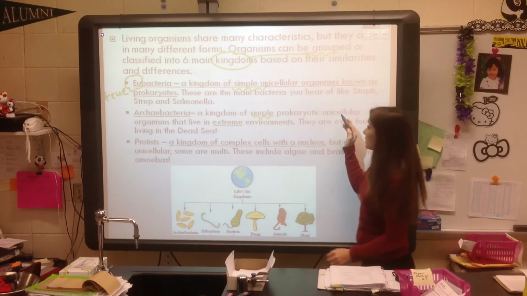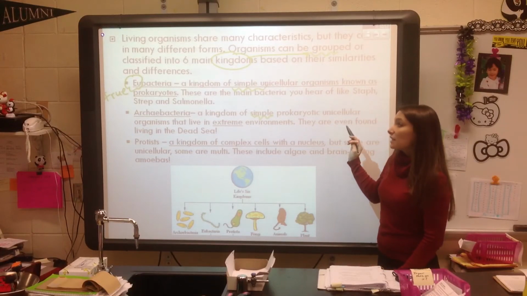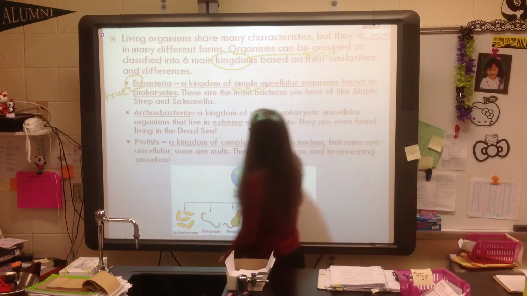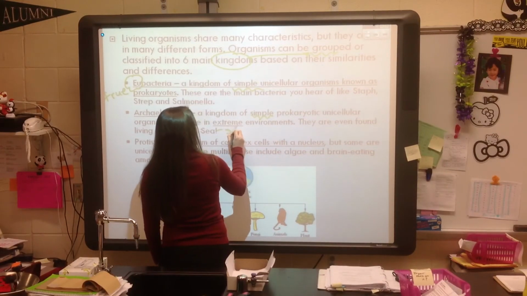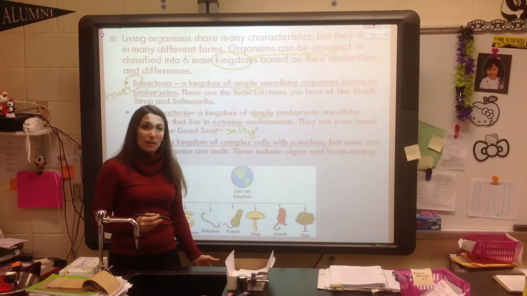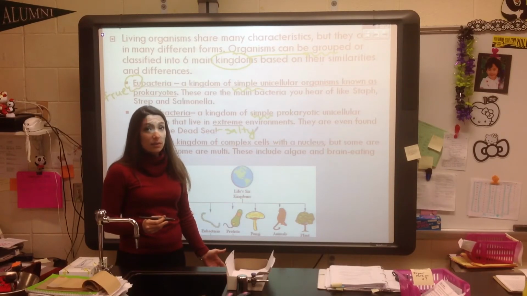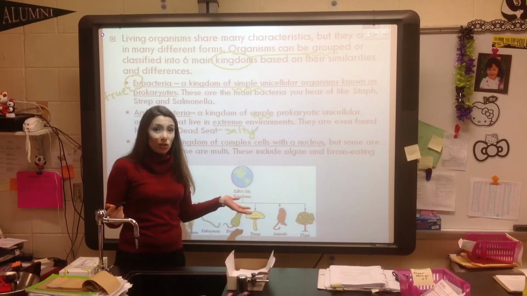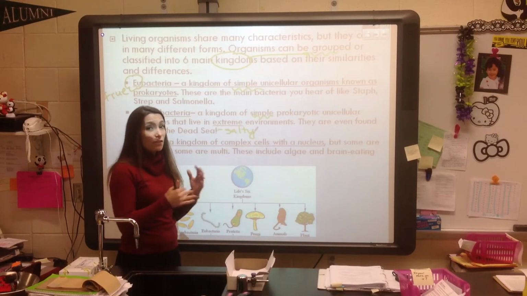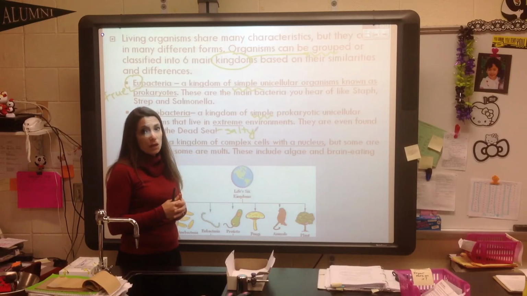And they're unicellular. But these live in really extreme environments. They live in places that are really salty, like the Dead Sea. And we know the effect that salt can have on your enzymes. Remember, salt can denature your enzymes. So the organisms that live in the Dead Sea, they have a way to protect themselves from that salt.